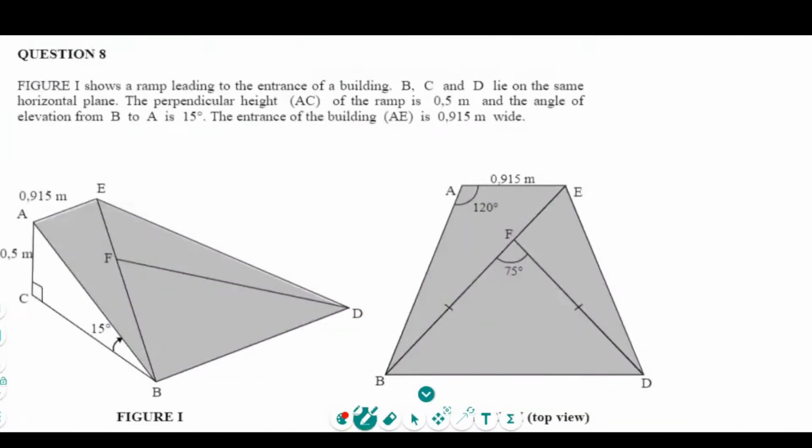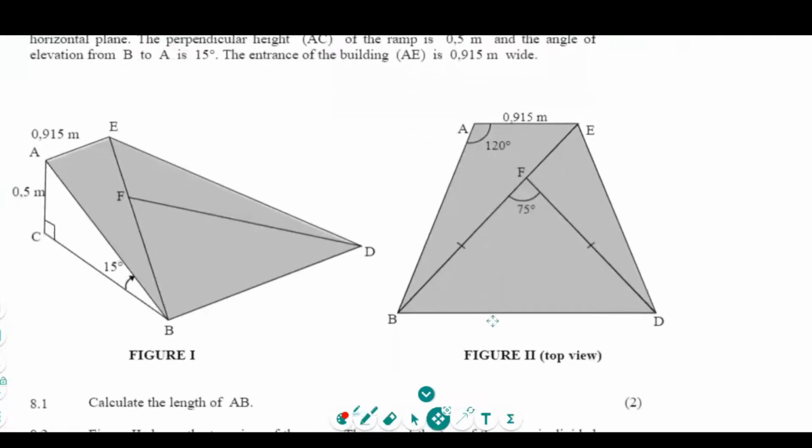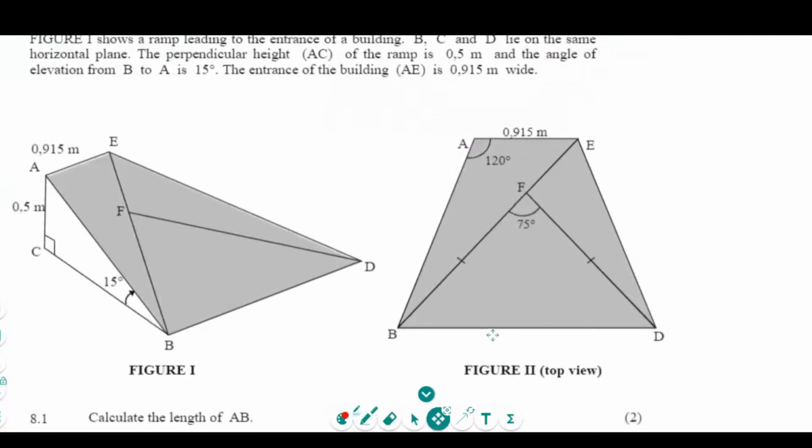Question number 8. They're telling us that figure 1 shows a ramp that is leading to the entrance of a building. B, C, and D lie on the same horizontal plane. The perpendicular height AC is 0.5 meters, and the angle of elevation is 15. The entrance is by AB. Then they want us to calculate the length AB.